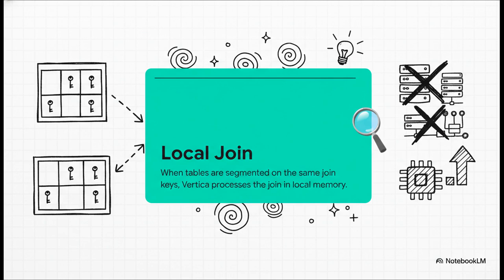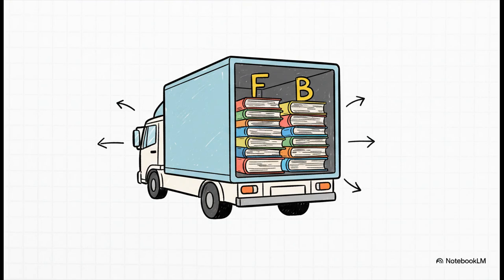This happens when tables that you join all the time are segmented on the exact same keys. Vertica is smart enough to process that join entirely within each node's local memory. We're talking orders of magnitude faster than shipping data around the cluster. It's a game changer. And this brings us right back to our library analogy, doesn't it? If you know you're going to need to look up an author's biography when you're looking at their novels, you pack them in the same truck from the very beginning. It's all about intelligent packing to make your research way easier down the line.